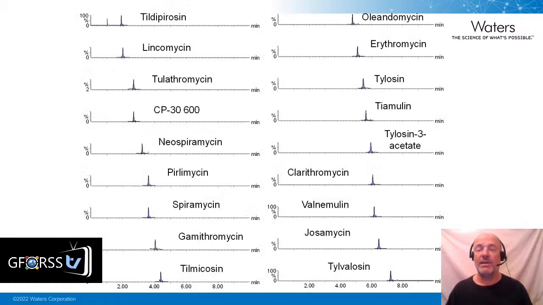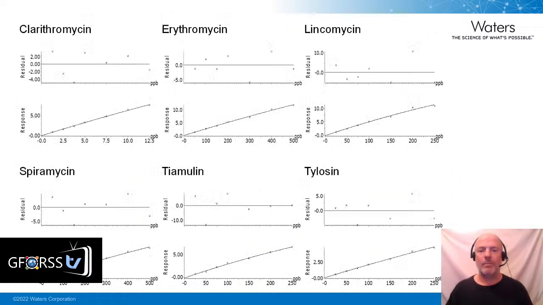Before we go into detail about the actual validation, let's just quickly look at some of the raw data from the method. So this is a chromatogram of a matrix matched standard at the different MRLs showing all 18 macrolides. And then these are some typical calibration graphs formed from the analysis of the matrix matched standards using bracketed calibration. You can see that the residuals and the R-squared coefficient of determination are fine.